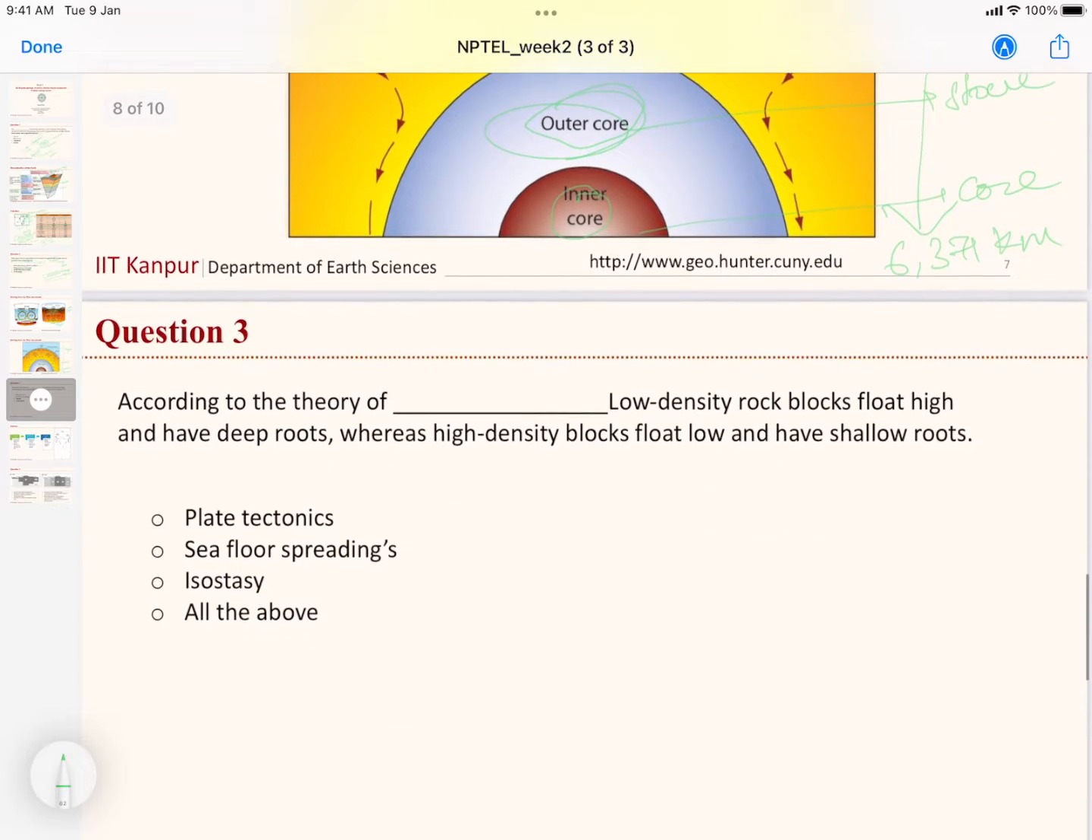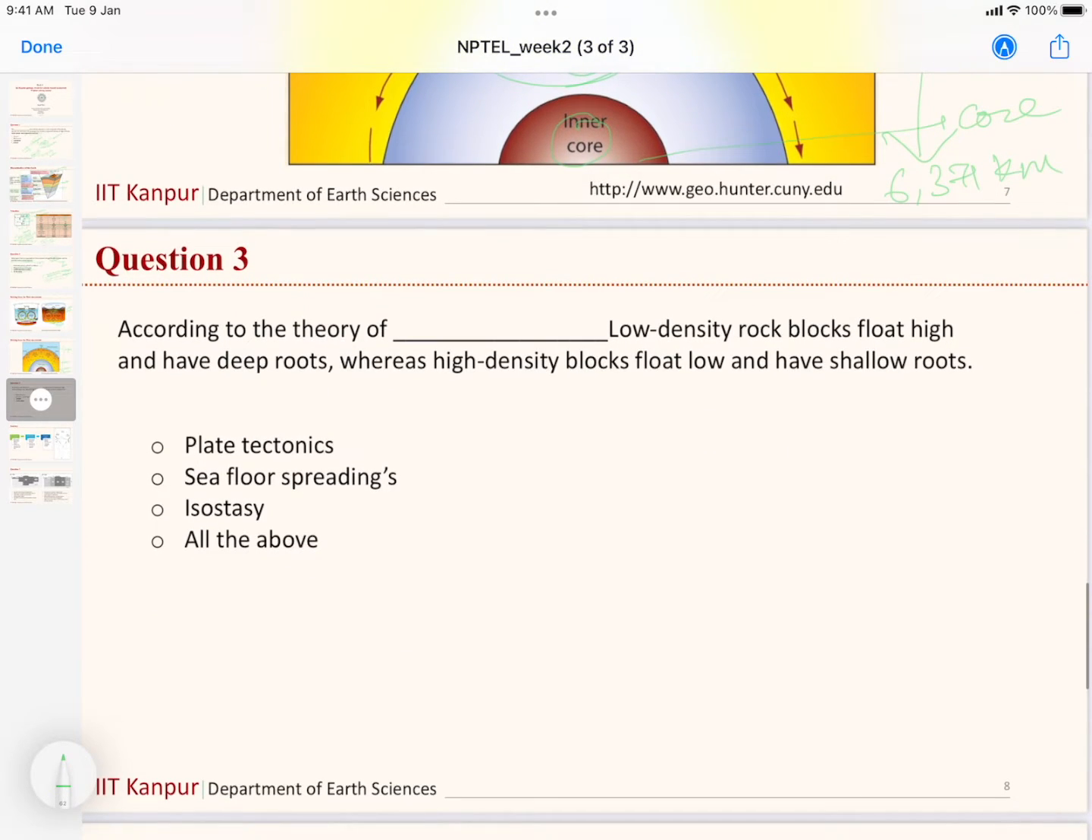So moving to the third question, if I read it out, it is: according to the theory of isostasy, low density rock blocks float high and have deep roots, whereas high density blocks float low and have shallow roots.